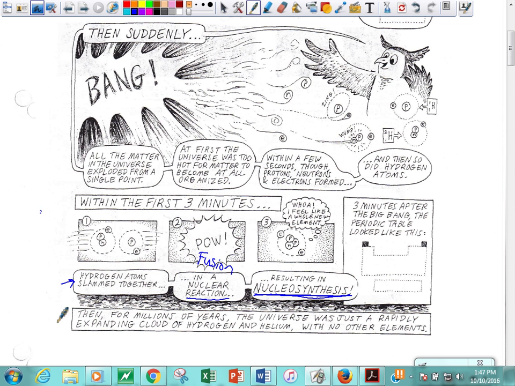Okay, and then it says, then for millions of years, the universe was just a rapidly expanding cloud of hydrogen and helium with no other elements. Okay, so millions of years went by. What was the universe made of? Hydrogen, helium. Okay, millions of years went by, just hydrogen, helium. Okay, let's continue on.